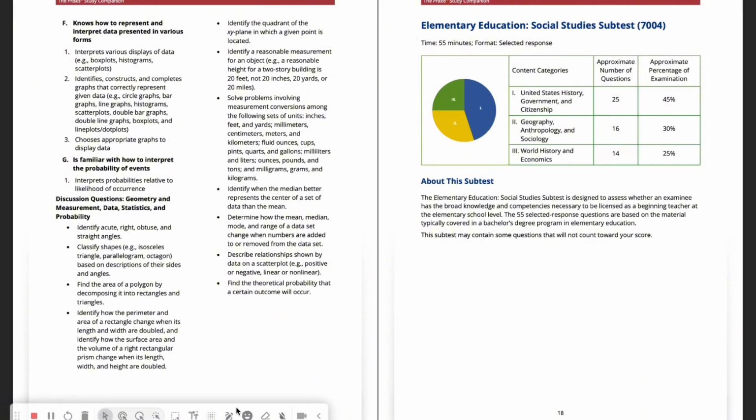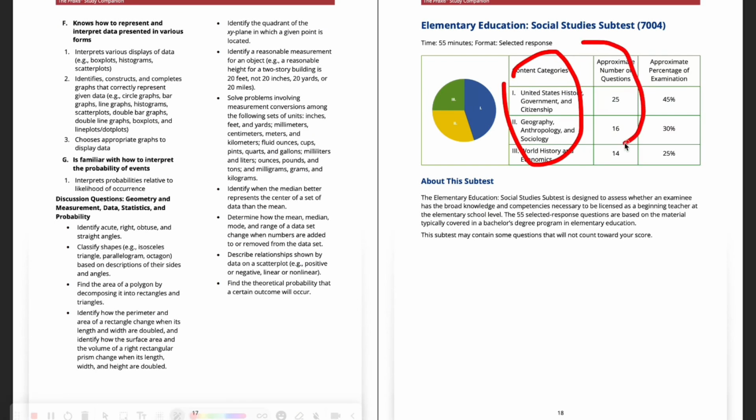And then again with social studies, I won't spend too much time. We have our content categories, right? And then we also have our approximate number of questions, and then the percentage that those questions are weighed.